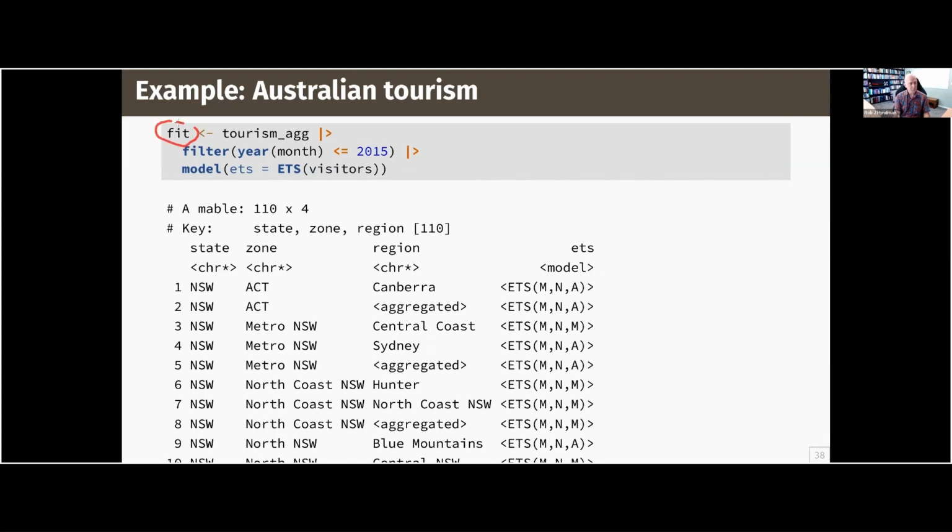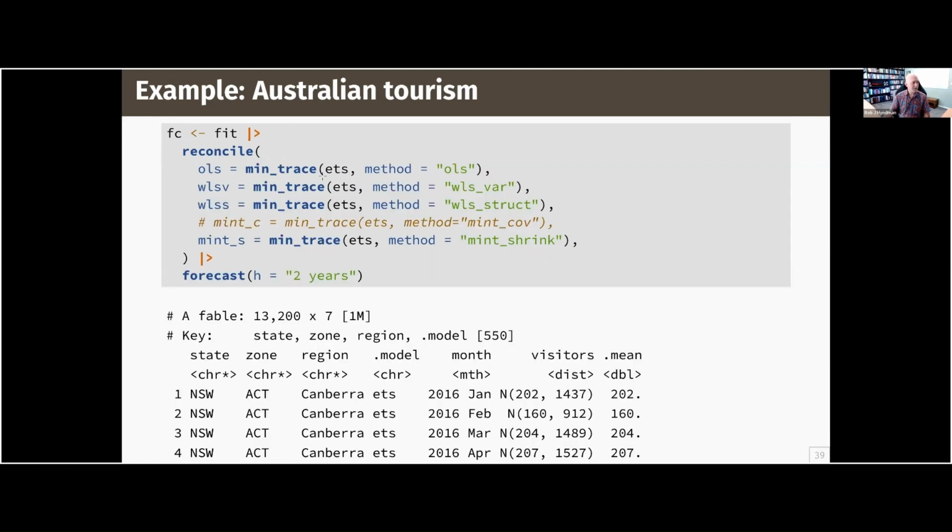And then I'm going to take that fit object and I'm going to reconcile in 5 different ways. I'm going to try the 5 things that I just talked about, OLS, the 2 different diagonal WLSs. This one's commented out because it's going to give me an error. Mint covariance, just doing the sample covariance matrix, and mint shrink, using a shrinkage estimate of the covariance. And I'm going to forecast 2 years ahead.